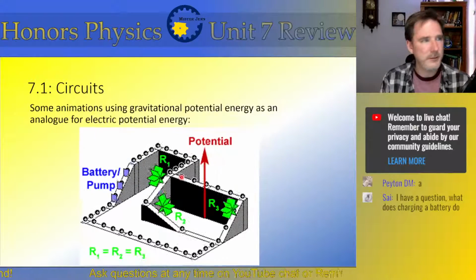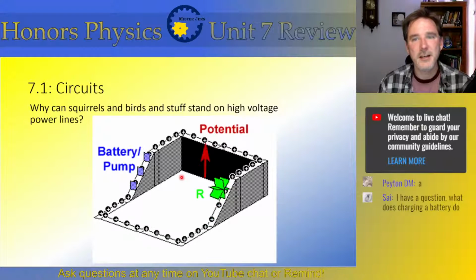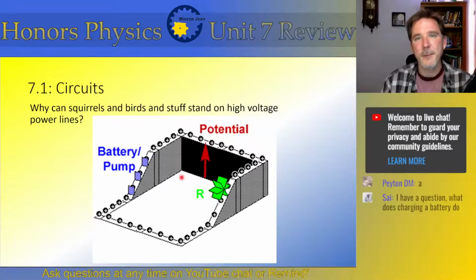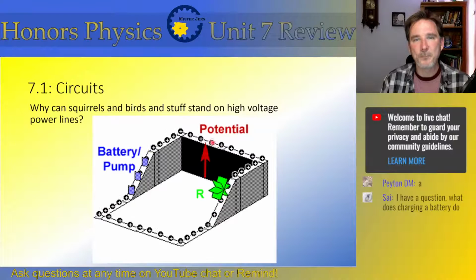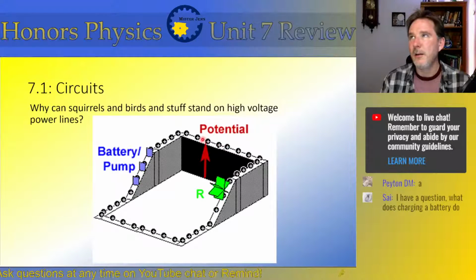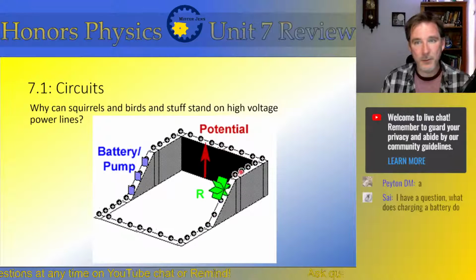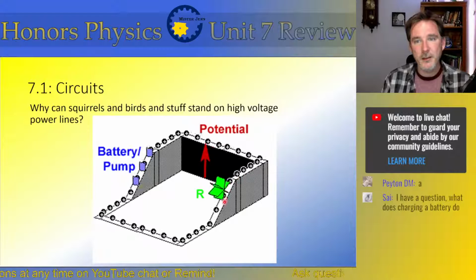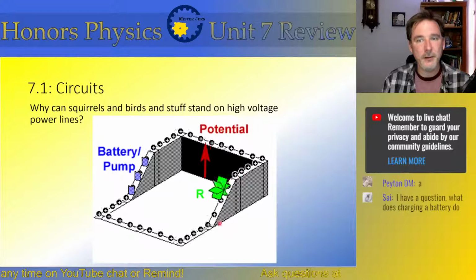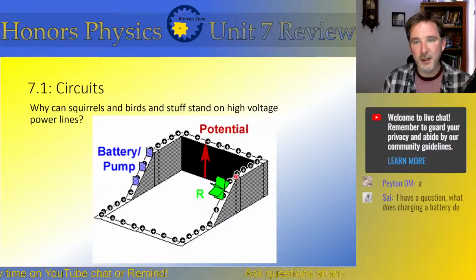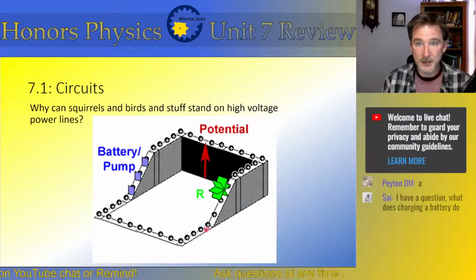So why can squirrels, is this meant to go away? Anyway, why can squirrels and birds and stuff land on or stand on high voltage power lines and not die? Well, if you're standing here, there's no reason for it to go through you. But if you stand with one foot here and one foot here, these charges aren't falling down here. They're going through a wire, and now you're a new wire in which it's going to use you as a ramp to roll down through your body to get to the bottom.